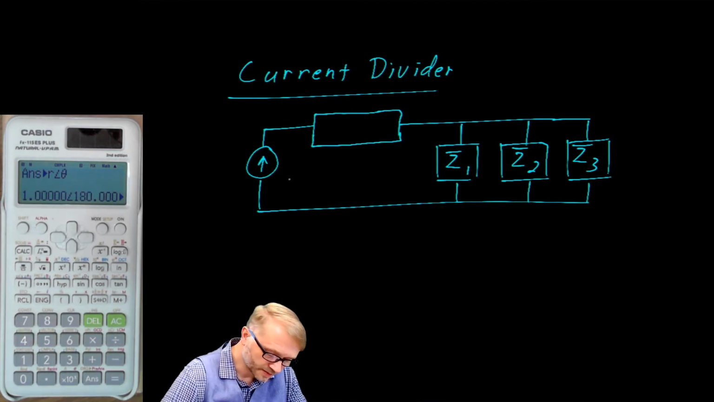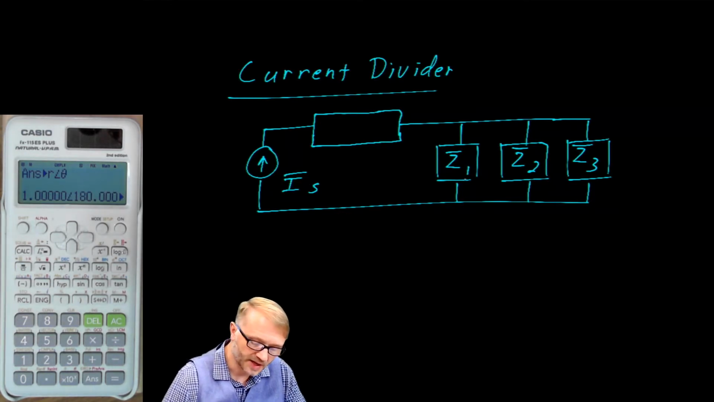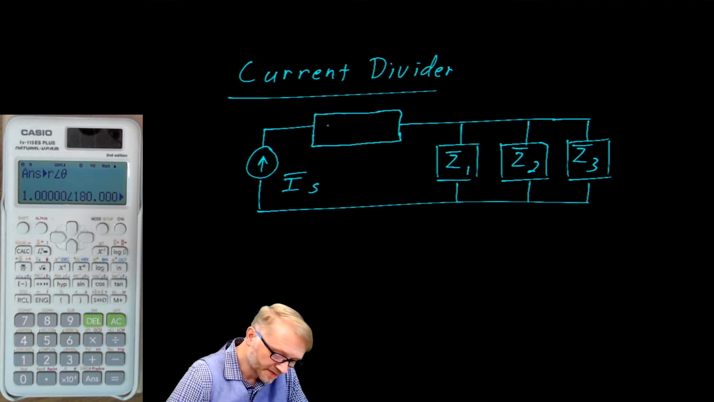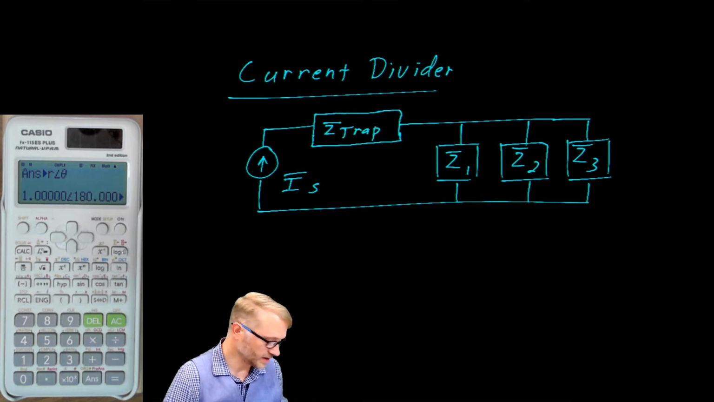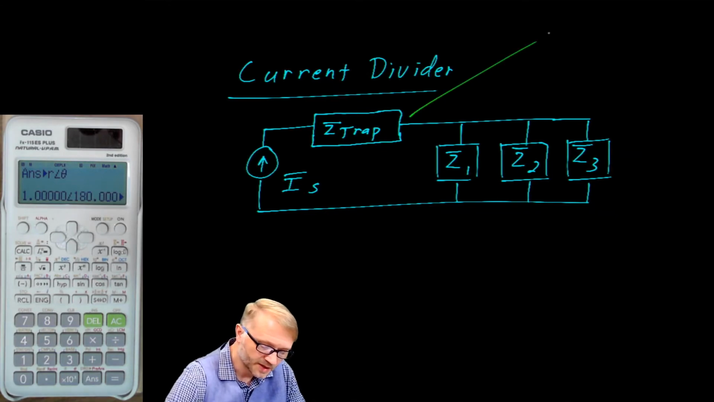In this circuit, we have our source current, which is expressed in terms of a phasor. And then we have 3 impedances that are in parallel. We also have this piece here, which I'm going to call the impedance of the grade robbing trap. Please do not fall into it. Know that this has nothing to do with the current divider because this is not part of the total parallel impedance.